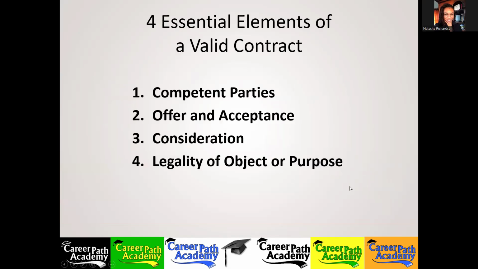Now, there are four essential elements to any contract that make it valid, and they are competent parties. You have to have competent parties, offer and acceptance, consideration, and legality of purpose. The contract itself cannot be against public policy or the law. So these are the four essential elements of any contract.